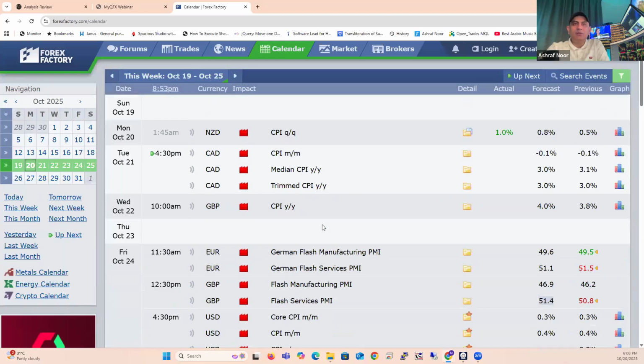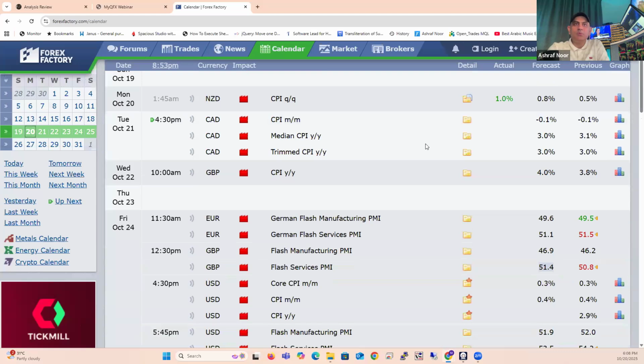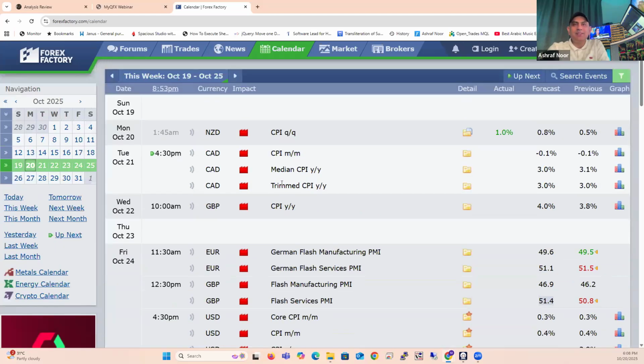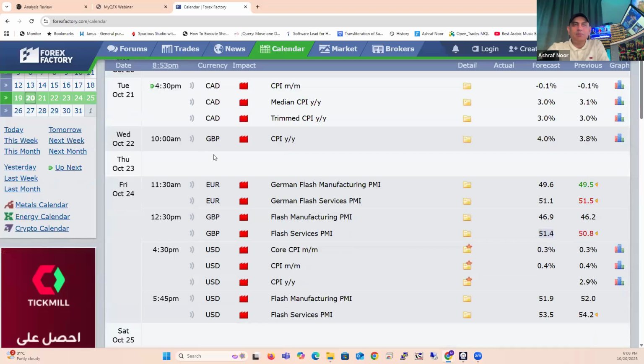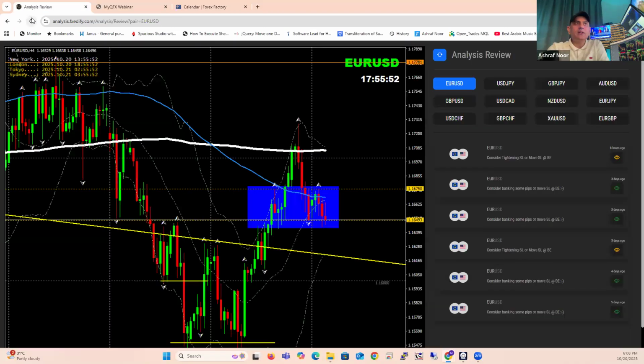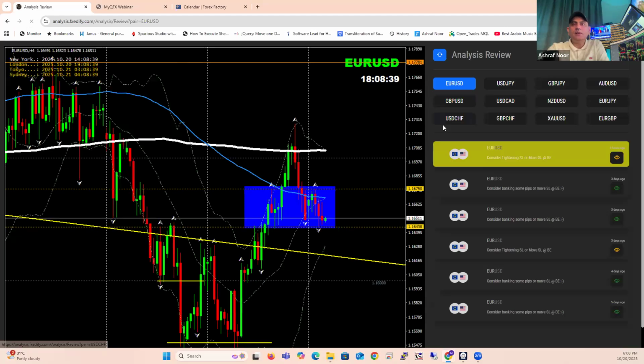So basically, that's what we plan for the whole week. Technically, we are looking at all the majors against the dollar. We are expecting some bullishness, which we're going to look at in the chart in a minute. So in a nutshell, on Tuesday we are mainly looking at CAD. And on Wednesday, we have data coming for cable, pound. So if you're trading pound dollar, pound yen, that's the time to watch. And then Friday, we have amazing data coming for euro, pound, and dollar. We'll see.